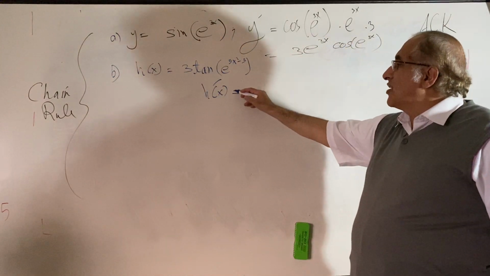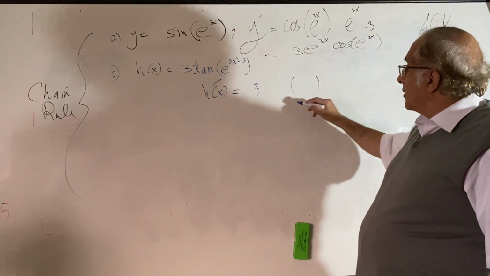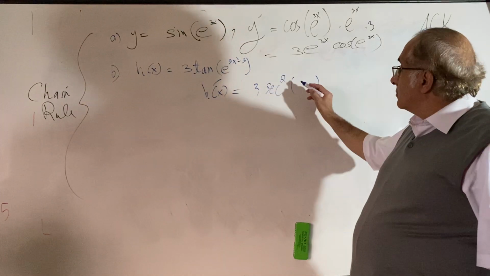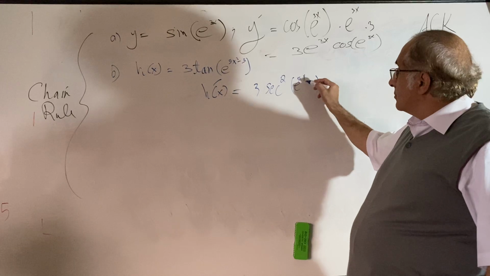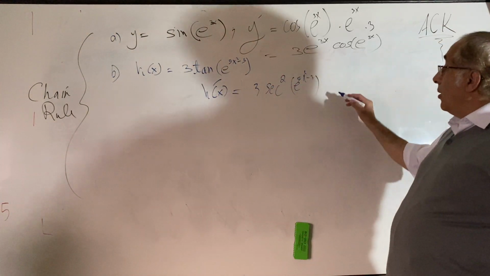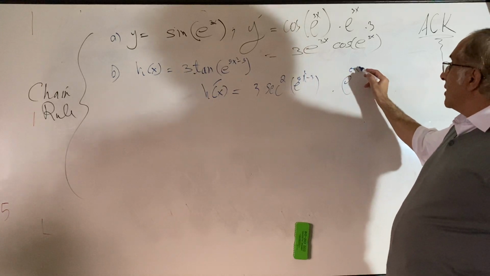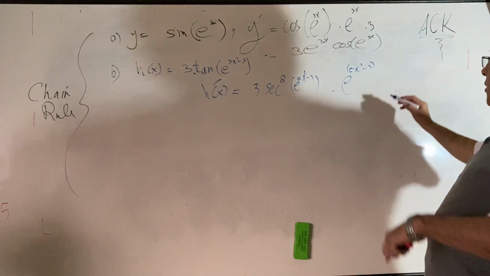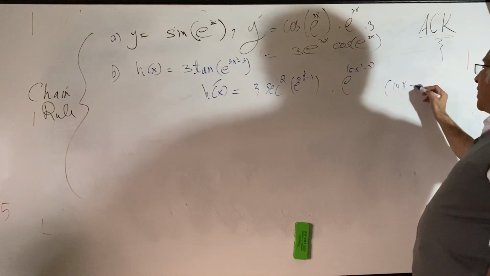What is the derivative of tangent? Exactly, secant squared. Don't touch the angle. What is the derivative of the function inside? Oh, e to the power itself. What is the derivative of the power? Oh, 10x minus 0.